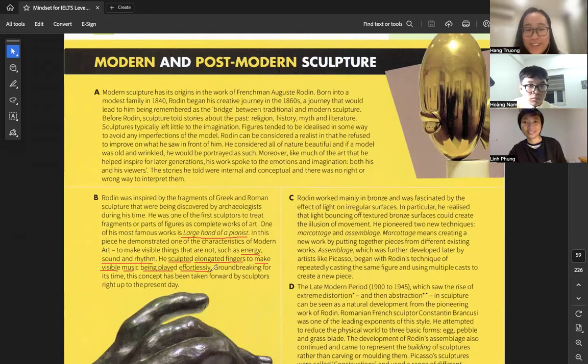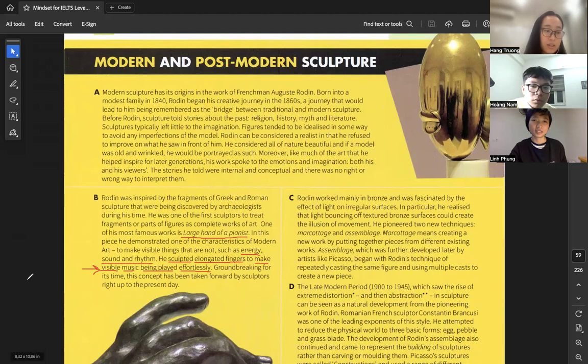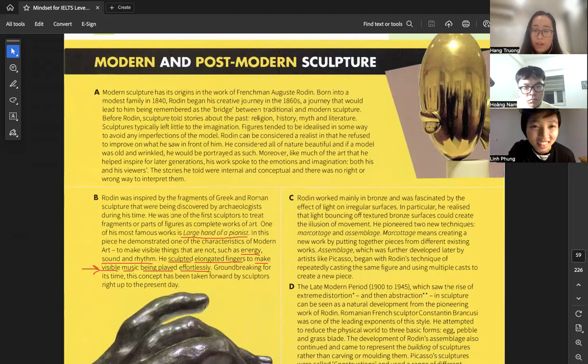How did you overthink this one? I don't know, because I just do not remember the meaning of the word convey. Okay, convey just means truyền tải thông điệp, right? Yeah, put out a message. That's what it means, convey, truyền tải. Okay, and the word tries, what is it? Which word? It doesn't matter, I just don't know convey. Because of the phrase "make visible music being played effortlessly."